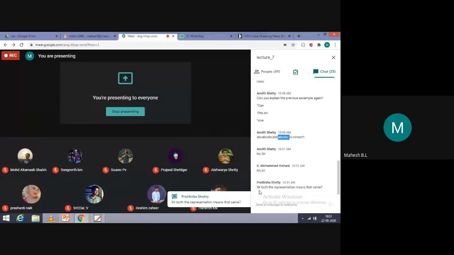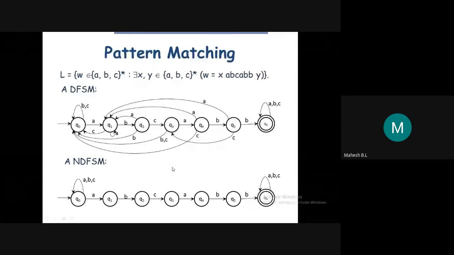Both the representations mean the same. Which representation, you mean these two, DFSM and NDFSM, right? So both representations are not the same. One is deterministic, another one is non-deterministic.